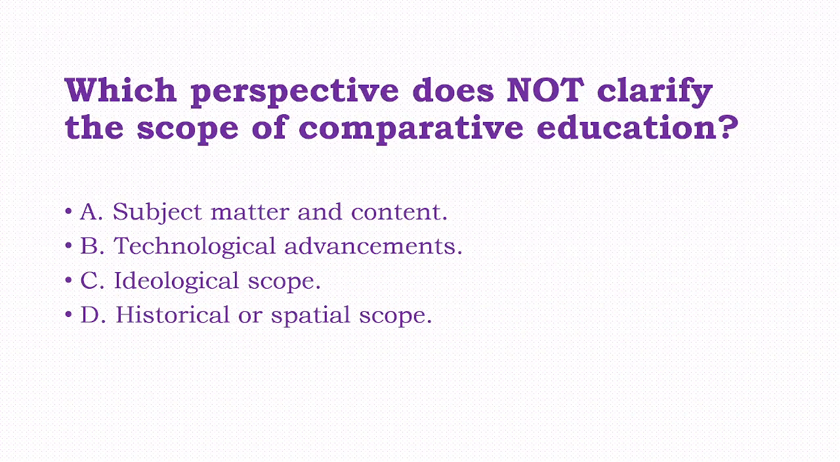Next, which perspective does not clarify the scope of comparative education? Options: subject matter and content, technological advancements, ideological scope, historical or spatial scope. Answer of this question is option B, that is technological advancement.